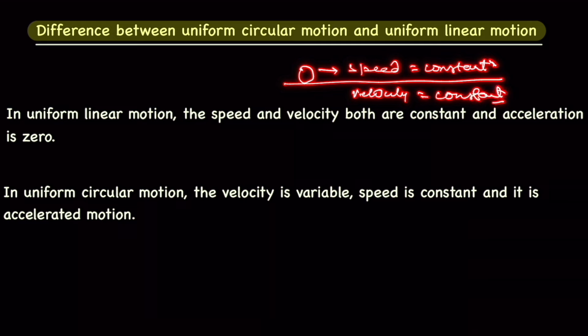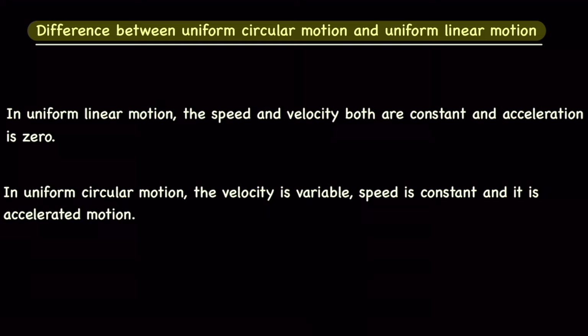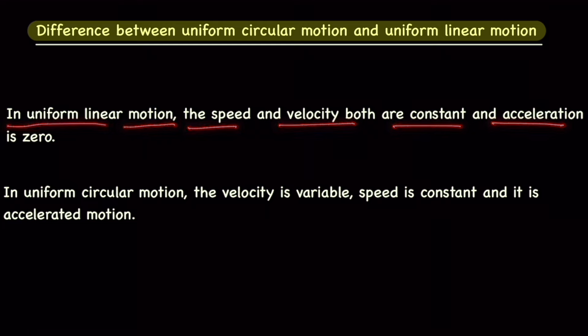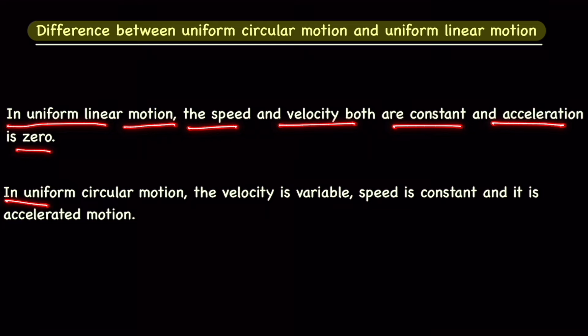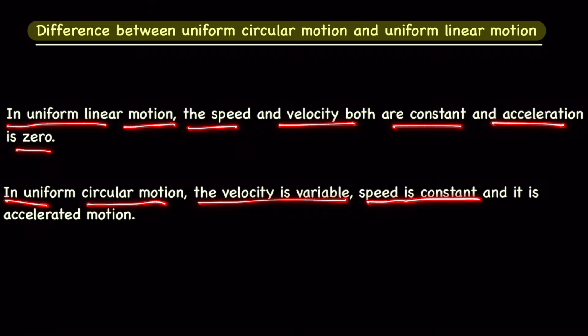When speed and velocity both are constant, it means that there is no acceleration present. So acceleration is zero. But in uniform circular motion, speed is constant but velocity changes, so acceleration will be formed. So we can note down the definition. In uniform linear motion, the speed and velocity both are constant and acceleration is zero. But in uniform circular motion, the velocity is variable, speed is constant, and it is accelerated motion.